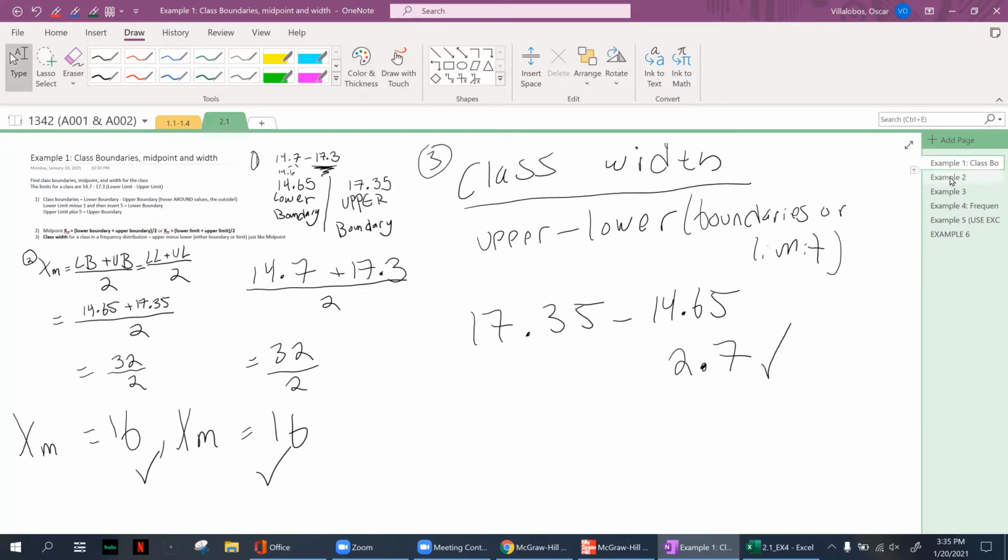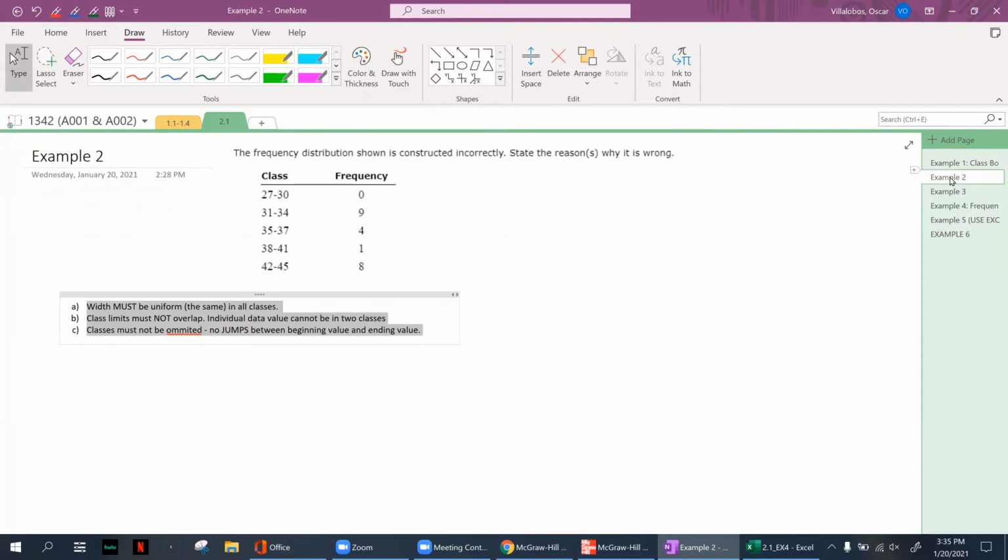Okay, now we're going to move on to example number 2. For example number 2, here we have a distribution table. We are given our classes, a column of classes, and a column of frequency. We'll get to the data part in example 3.